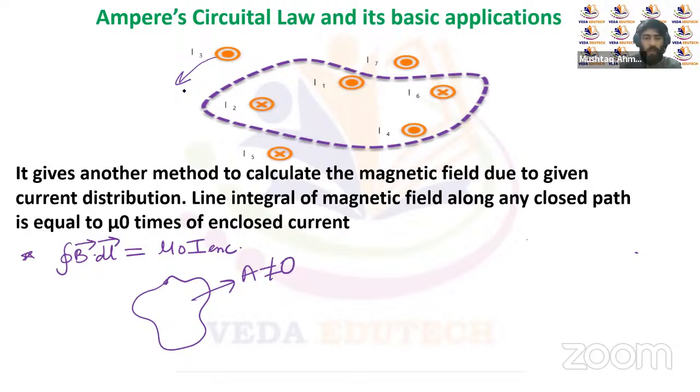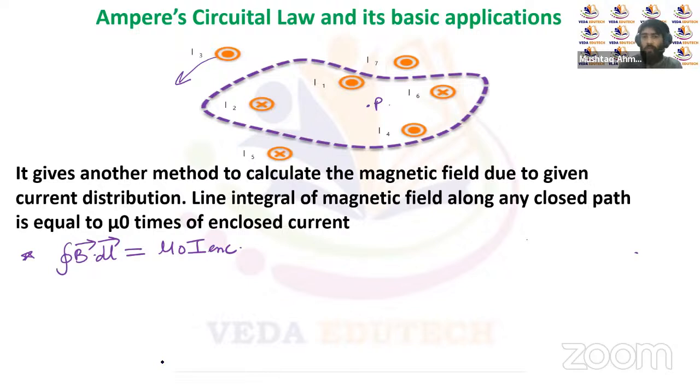The magnetic field at some point P, let's suppose this is the point P, we want to find the magnetic field. What we'll do is draw a closed line here like this and enclose the current. This is the current enclosed. You can see here only a few currents are enclosed inside this closed path. I6, I5, I1, I2 are the currents enclosed, and I3, I7, I5 are the currents outside this loop.